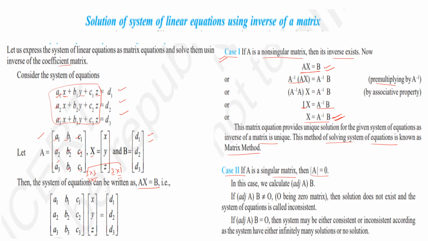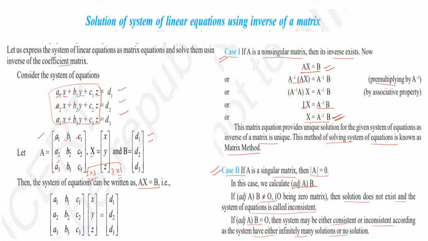And we will get the values of the variables x, y and z. Whereas in case number 2, if the matrix is singular, that is determinant equal to 0, in this case we will calculate adjoint of A into B, right? So if adjoint A into B is not equal to 0, that means it's not equal to the null matrix, then the solution does not exist and the system of equations is called inconsistent. Whereas if adjoint A into B equal to 0, then the system can be either consistent or inconsistent; it has either infinitely many solutions or no solutions.